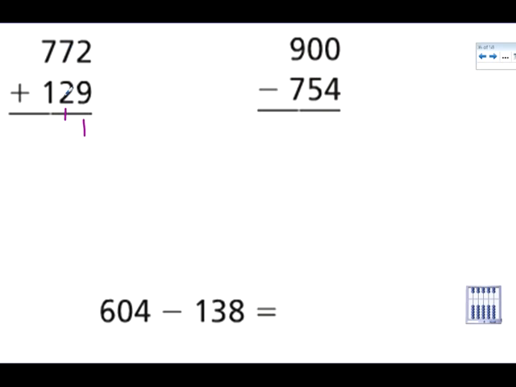7 plus 2 is 9, plus this one is 10. Make that a 0. What do I do with the extra 100? I'm going to put it right here. 7 plus 1 plus 1 is 9. 901. So there's the answer to that one.